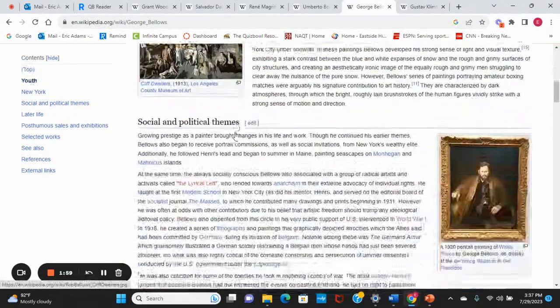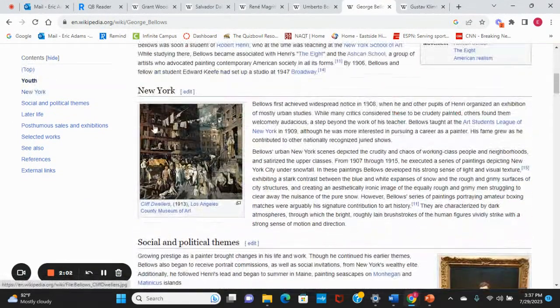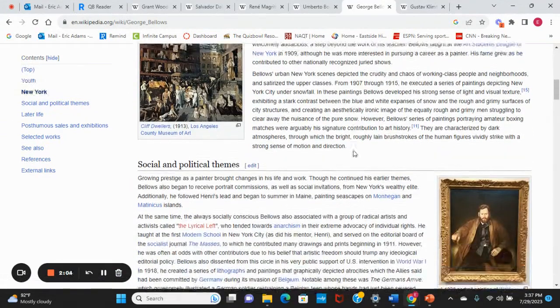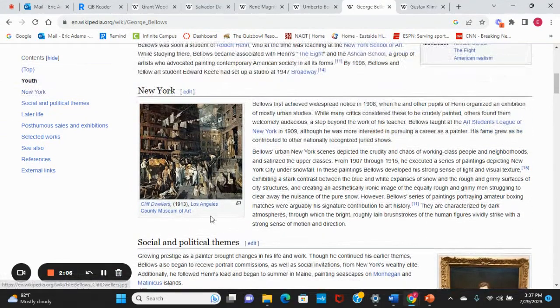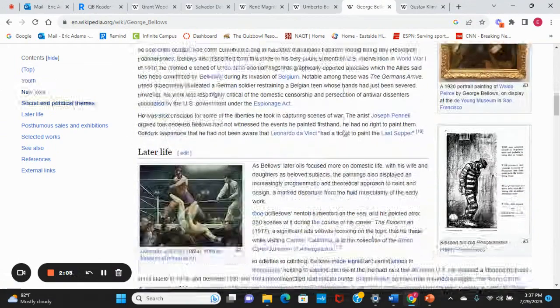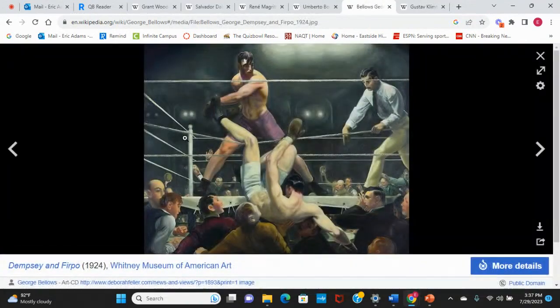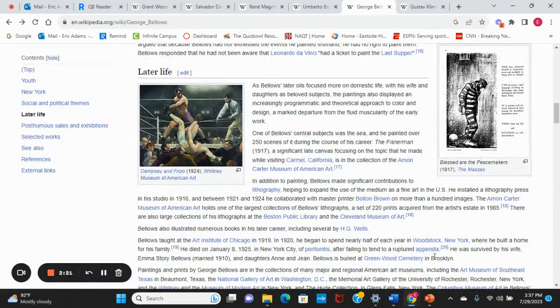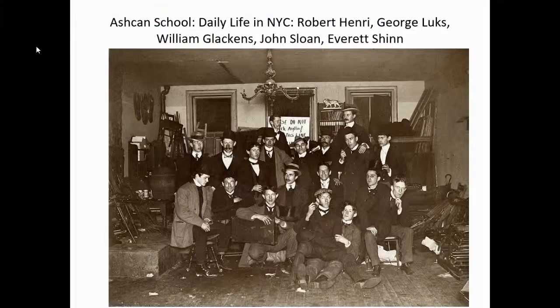But particularly, as you can see, Cliff Dwellers showing the tenement housing of New York, but it's in the Los Angeles Museum. And then, of course, his famous Dempsey and Firpo showing an incredibly famous fight that occurred in the 1920s. As you can see, it was painted in 1924. But at any rate, George Bellows is a part of the Ashcan School. So we go back and continue on.